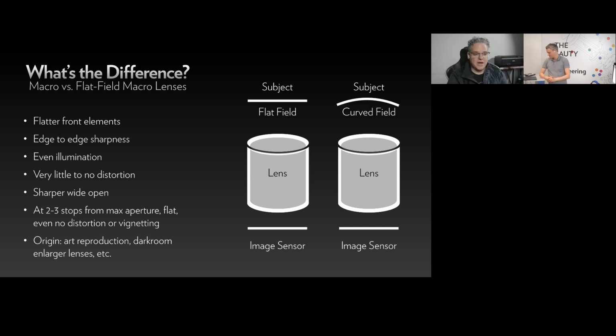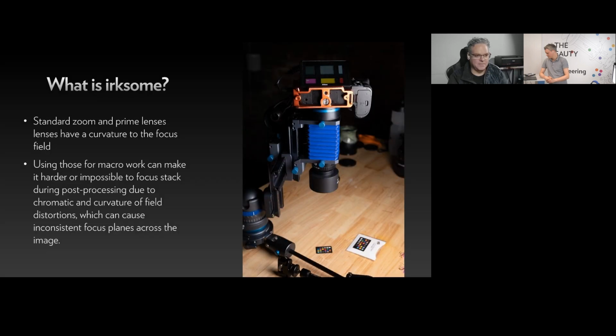You could see in the diagram on the right, a flat field lens, if you have a flat field passing through, it's going to try and render it as flat. And then on the right hand side, if you have a curved field, you're going to have just part of it in focus, and we're going to talk about that.